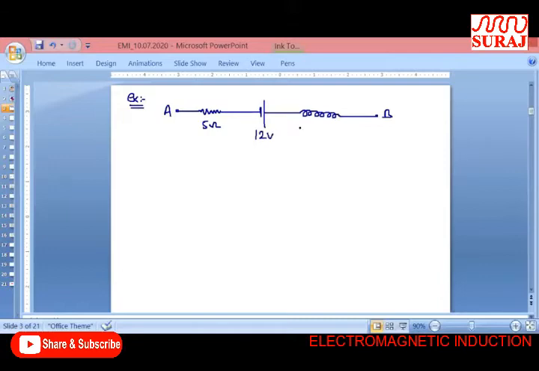This resistance, suppose it is given 5 ohm, and this battery is 12 volt, and this inductor has a value of 5 Henry. And what is happening? Now the current is given from right to left, I equals 2 ampere. Okay, and what? They have given di by dt equal to minus 0.5 ampere per second. You need to find VA minus VB.